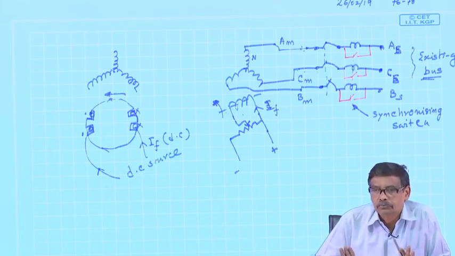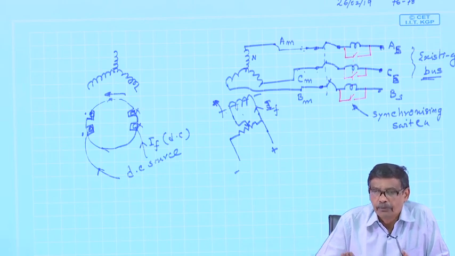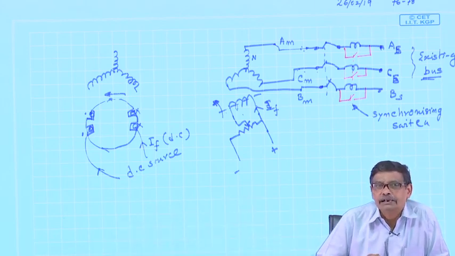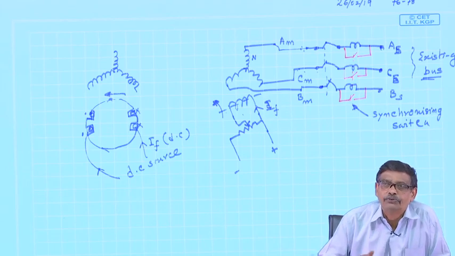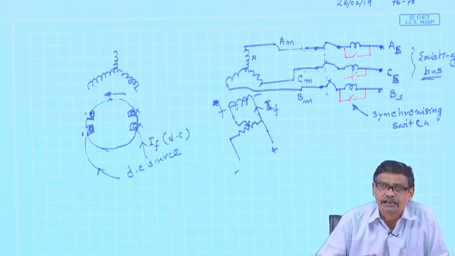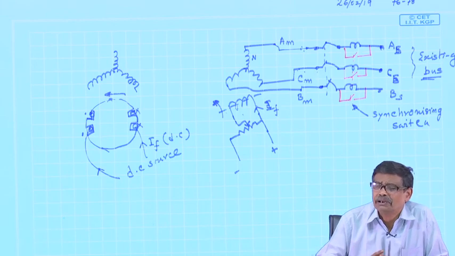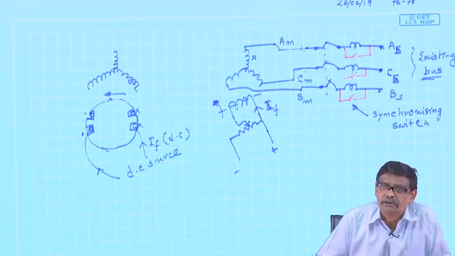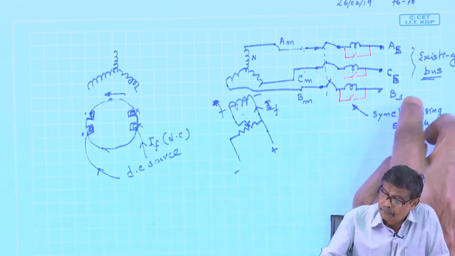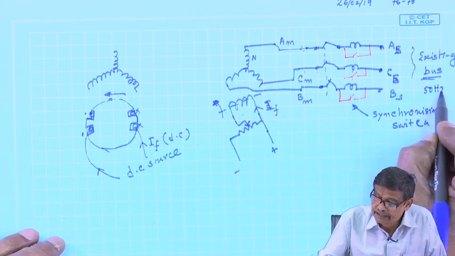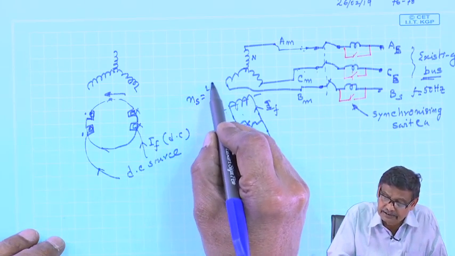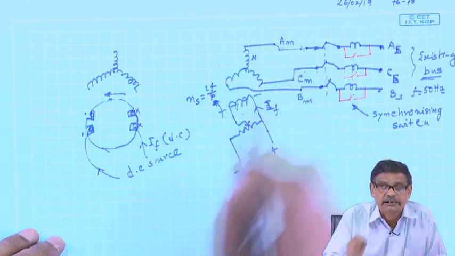You can parallel two sources of AC voltages, provided their line to line voltages are same, as well as the frequencies are same. No point in attempting to parallel a 50 hertz voltage source with a 25 hertz voltage source, it has got no meaning. In fact, there will be difficult situations, because the voltages will not match, frequencies are different, they are rotating at different speeds. So, there may be large circulating current, and this is out of question. Therefore, if this frequency is 50 hertz, then I am running this rotor at synchronous speed. So, that 50 hertz is also generated here.